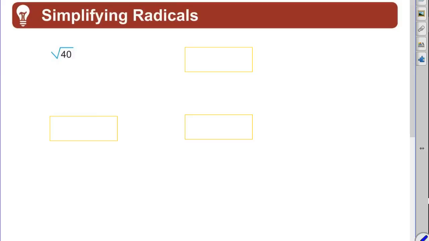Okay, quick review with simplifying radicals. Remember, it's all about the index. And the index of square roots isn't shown, but it's a 2, right? And so that tells you what times itself twice equals the radicand. Well, we want an exact answer. So I'm going to factor this into a 4 times 10.